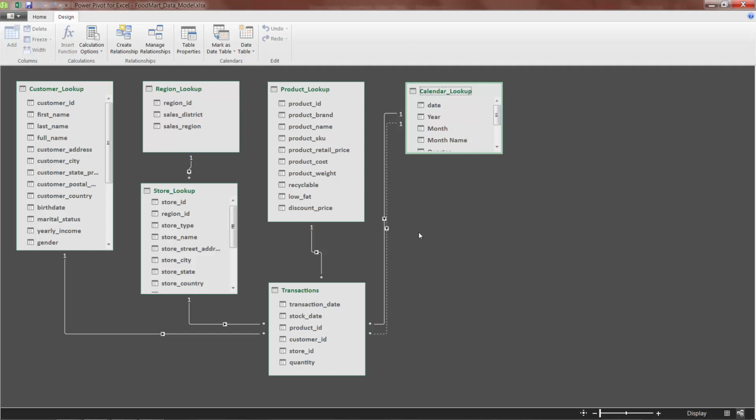So everything looks good. All our 1s are connected to lookups. Our asterisks are connected to the transactions table, with the one exception of this joint lookup, which is perfectly valid. So there you go, basic relationship cardinality 101.